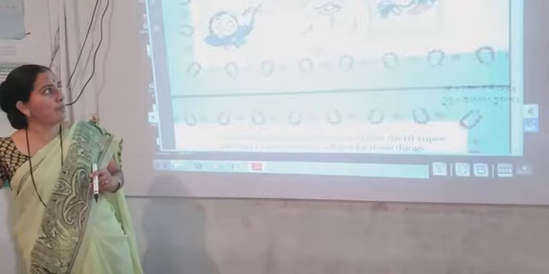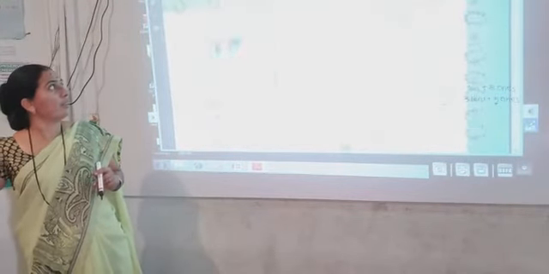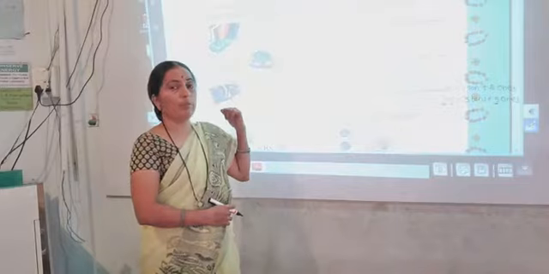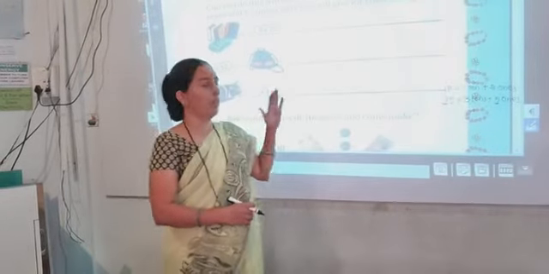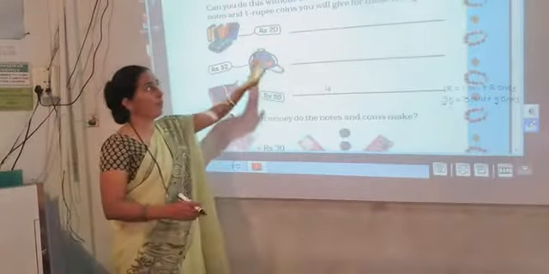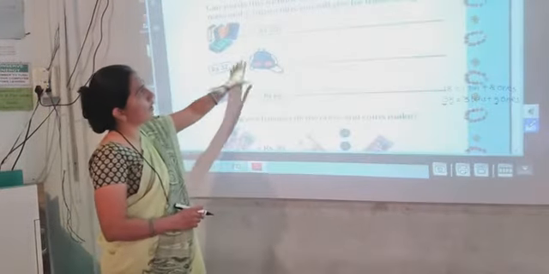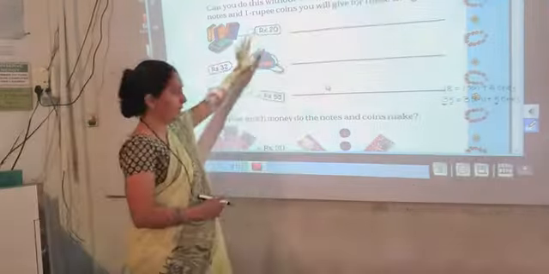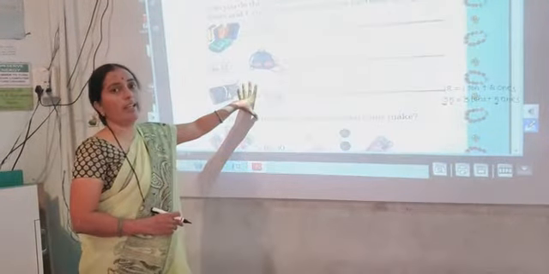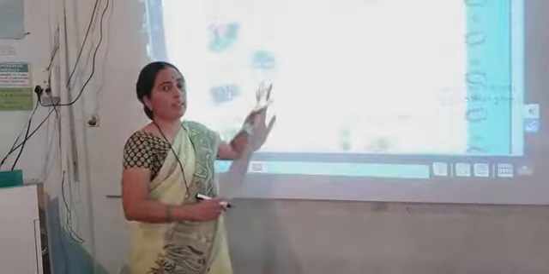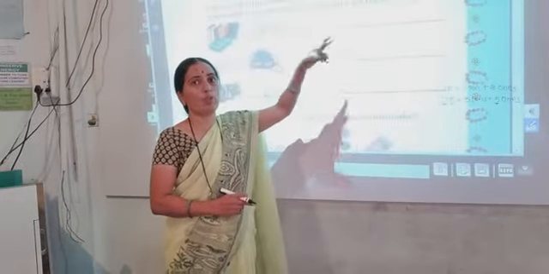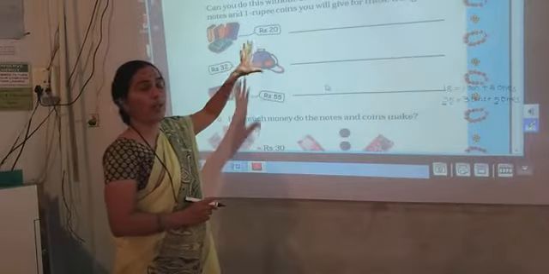Now see the next page, page number 57. Can you do this without uncle's help? Now in the previous page, the girl has taken uncle's help. But now they are asking us, without uncle's help, can you do it? Draw the 10 rupee notes and 1 rupee coins you will give for these things. They have given some things here and the prices of these things are given, and we have to draw 10 rupee notes and 1 rupee coins as per their cost.